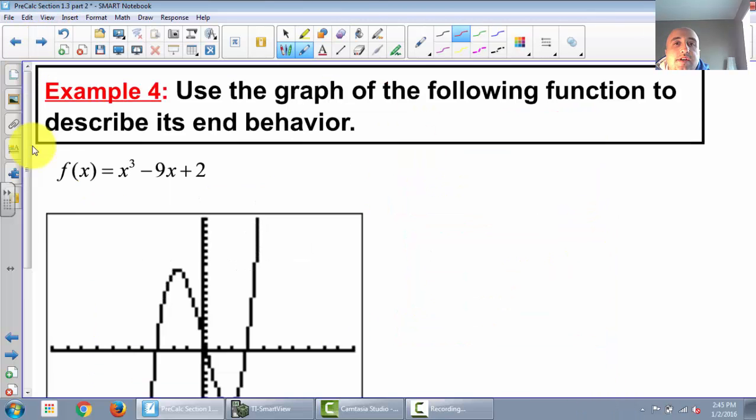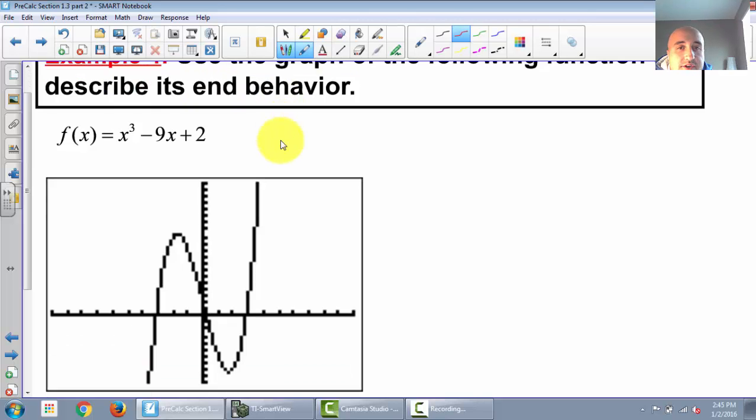All right, let's look at example 4. It says use the graph of the following function to describe its end behavior again. All right, so here's the function. They may not necessarily give you the graph in the homework. You might need to graph it on your own, but here is what the graph looks like.